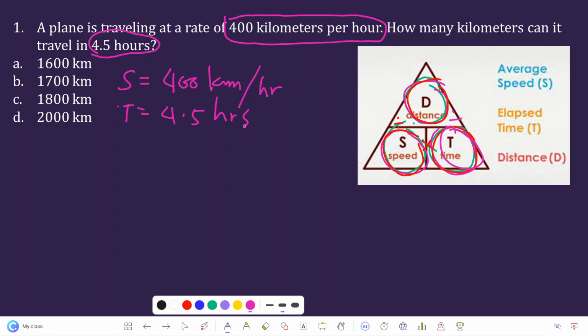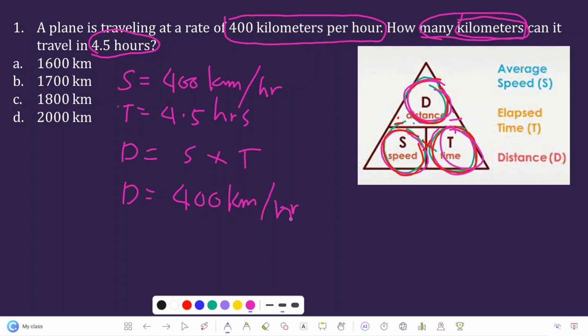You are being asked how many kilometers. So, you are being asked of the distance kasi kilometers ang hinahanap. So, distance is simply speed times time. Ngayon, let's try to substitute. So, distance is equal to 400 km per hour multiplied by 4.5 hours.